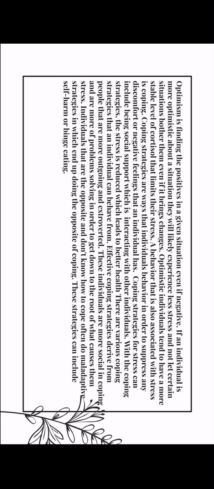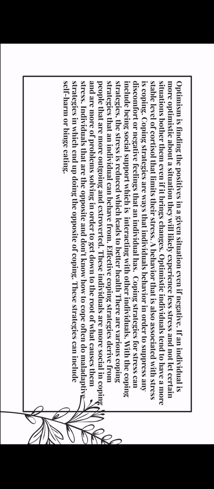A behavior that is also associated with stress is the ability for an individual to cope with the stress. The coping strategies can be effective, such as finding coping in social support, which can be interacting with individuals, or thinking strategically about the specific root of the issue and trying to fix it. Individuals that cope more socially have a greater chance of relieving their stress than people that are not as optimistic and are often narcissistic.